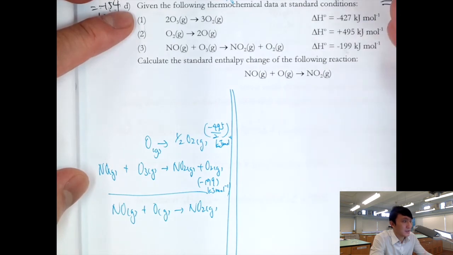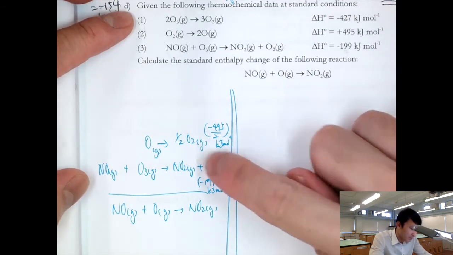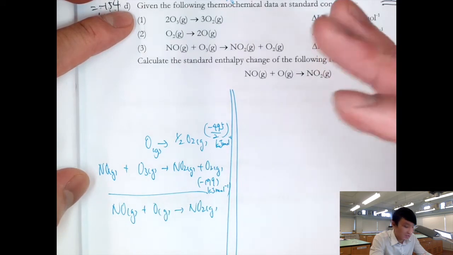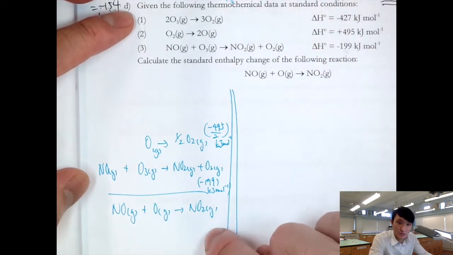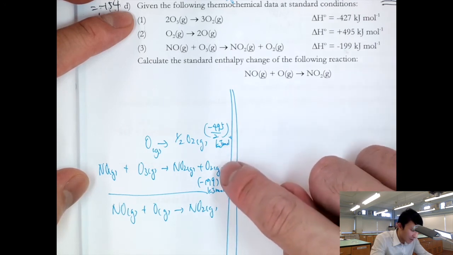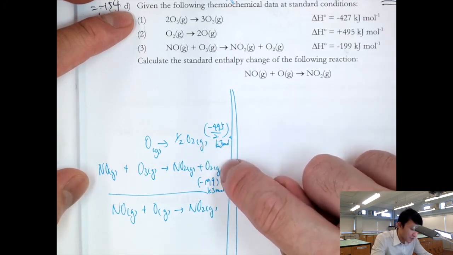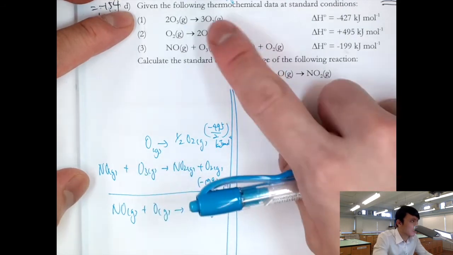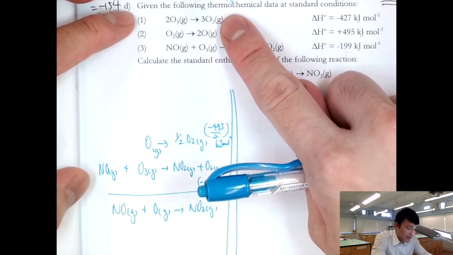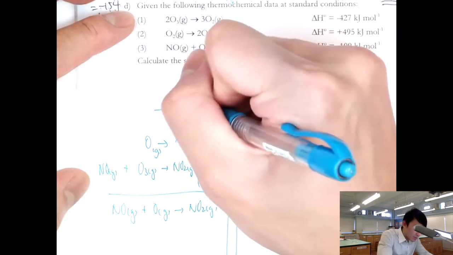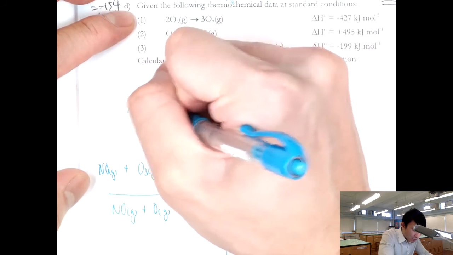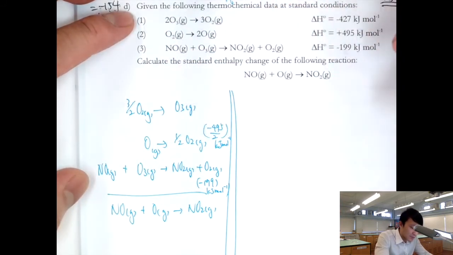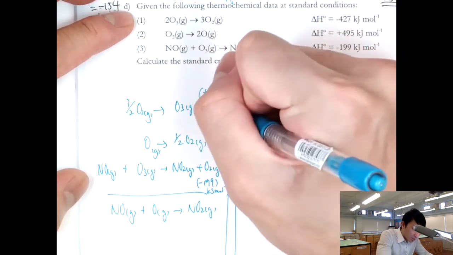And now let's look at the first one. It is time for us to cancel out something that we don't want. You see, we have O2 here, and O3 here. We don't want these items because at the end we don't see any O2 and O3. So now on the right hand side we have altogether 3/2 O2, and on the left we have 1 O3. So how about we use the first equation, but we halve it, and we also flip it. So then it becomes O3 and then 3/2 O2. By doing this, you flip it, so this one becomes positive 427 divided by 2 kilojoule per mole.